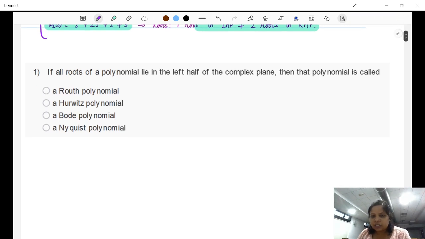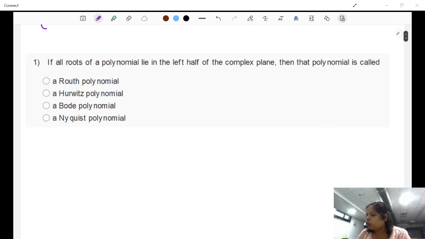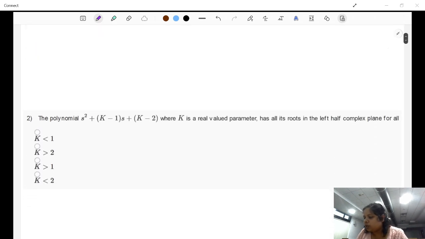So the first question is, if all the roots of a polynomial lie in the left half of the complex plane, then that polynomial is called. So definitely we have studied that it is called Hurwitz polynomial. You should have all the poles in the left half of the complex plane.